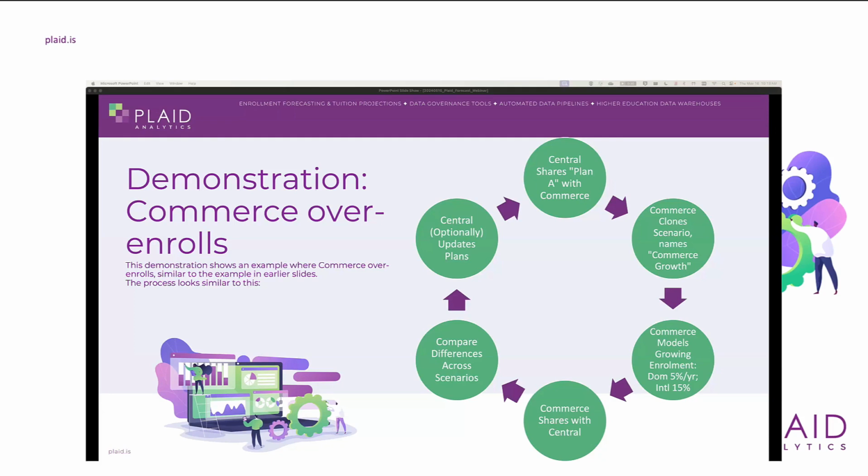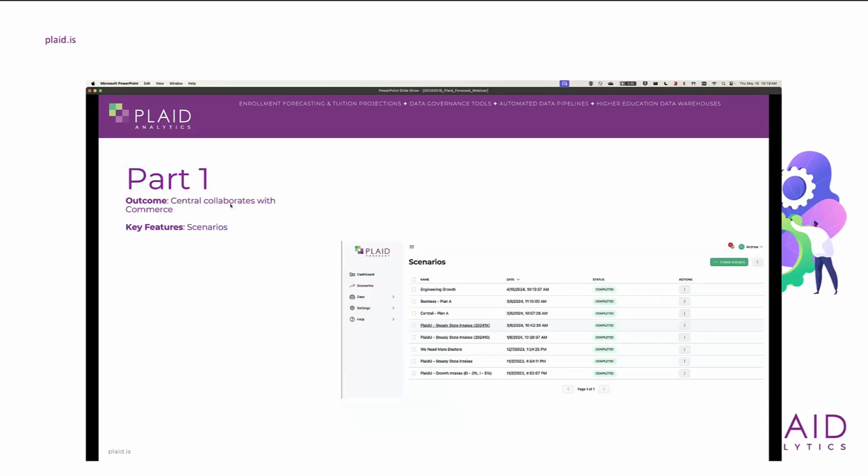Commerce can then share that back with Central should they choose, or with anybody else. And then either group can compare the differences across the scenarios. So that's what we're going to work through together today. And so I will go through this live in a minute, but I'll just briefly mention some of the outcomes that we're going to walk through.